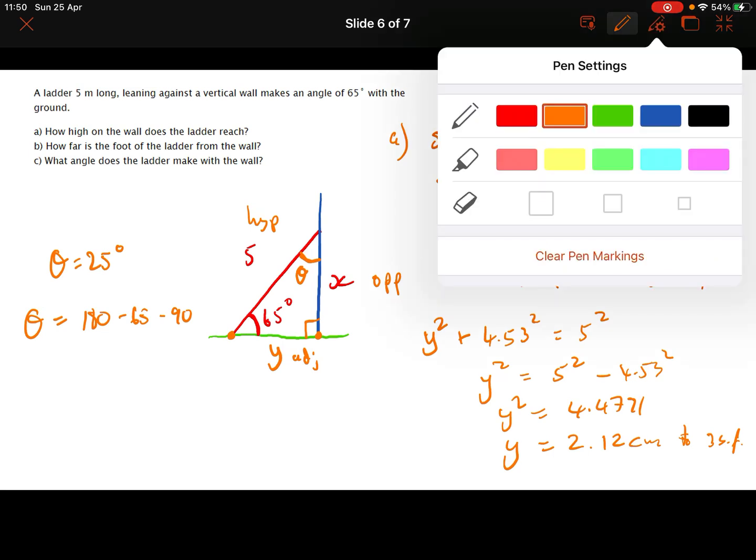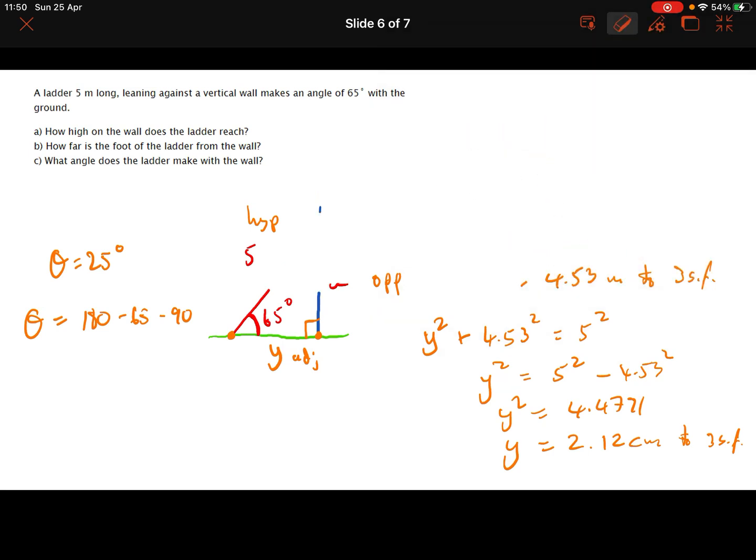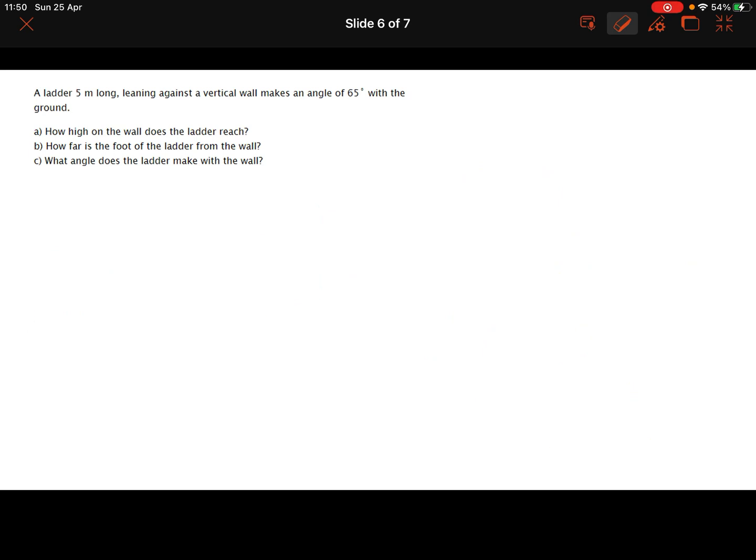But the key is, when you get a question like this, you're going to draw a nice picture. Once you draw the picture, it's easy. Without a good picture, it's very, very hard. So if you have any problems drawing a good picture, ask me and I will support you with that.